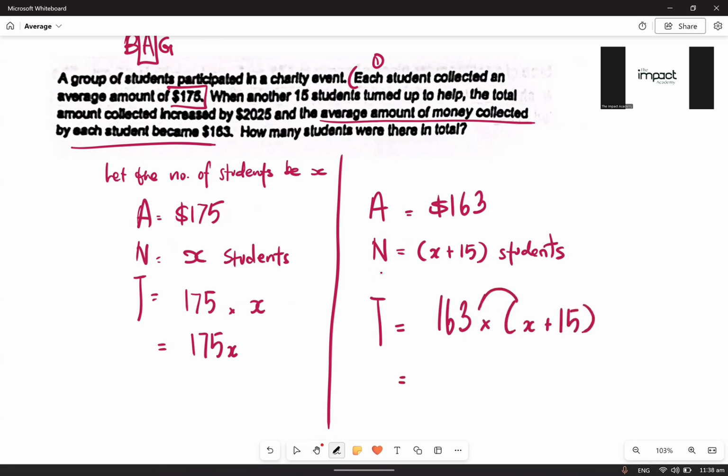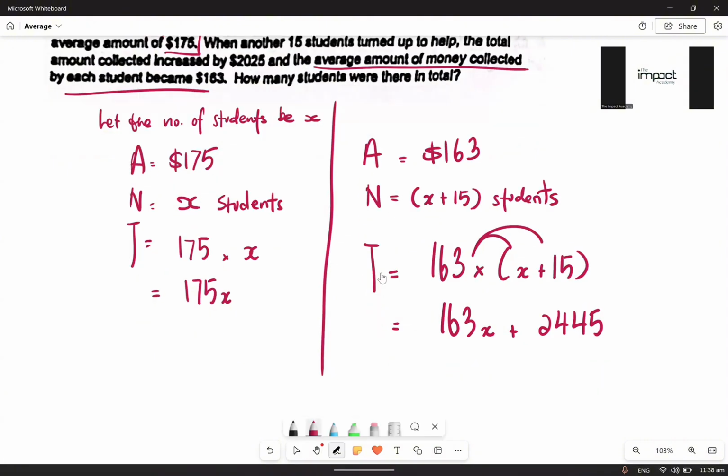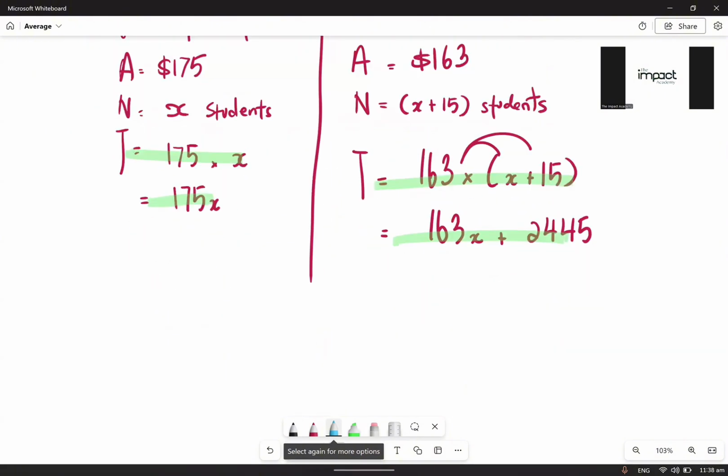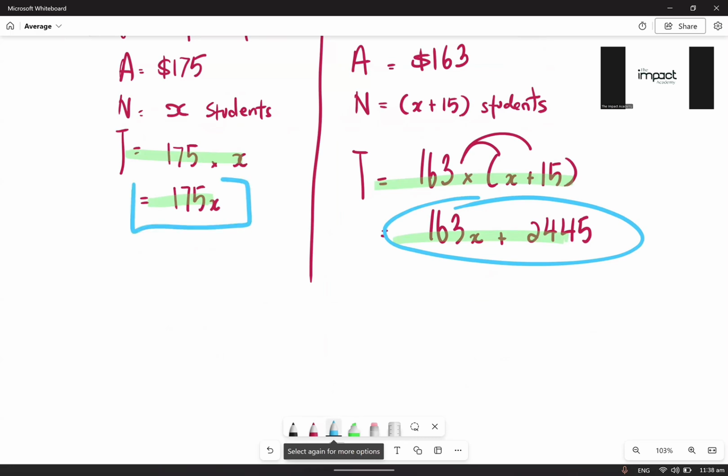From here itself, you want to multiply, you get 163x. When it comes to 163 and 15, you just have to multiply and you get an answer of 2445. Now, my question to you is, why is it that there is a jump in the total? The reason for the jump in the total is really because of these 15 students. When another 15 students turned up to help, the total amount collected increased by 2025. So which one has more? This one is definitely more than this one over here.